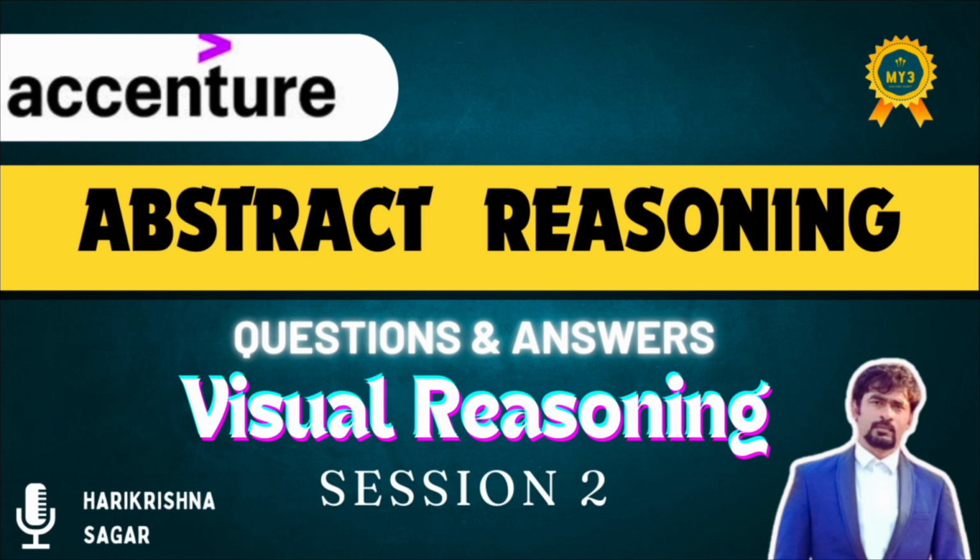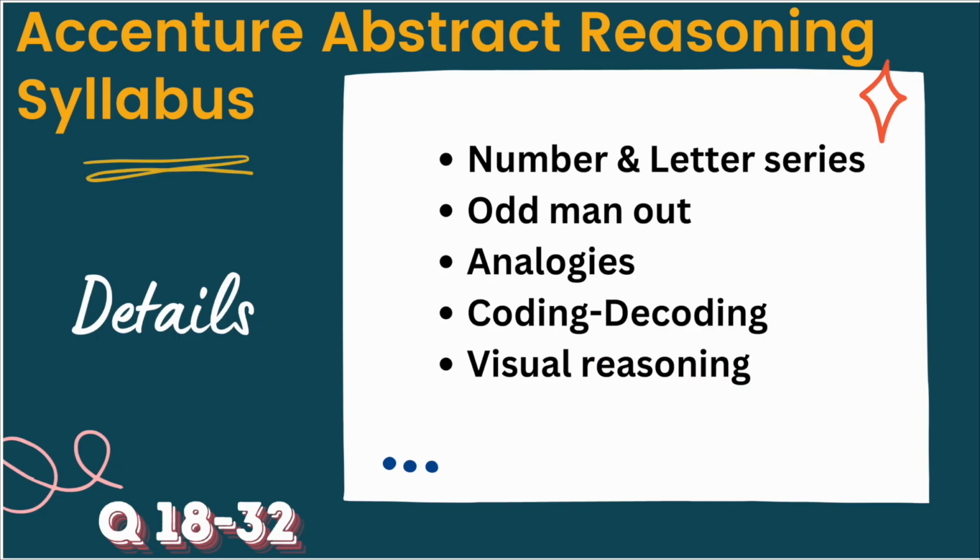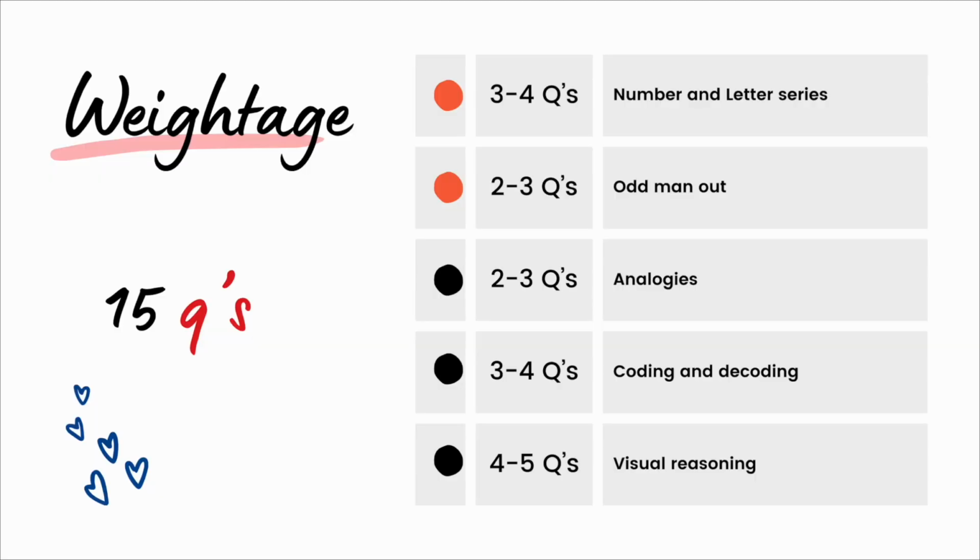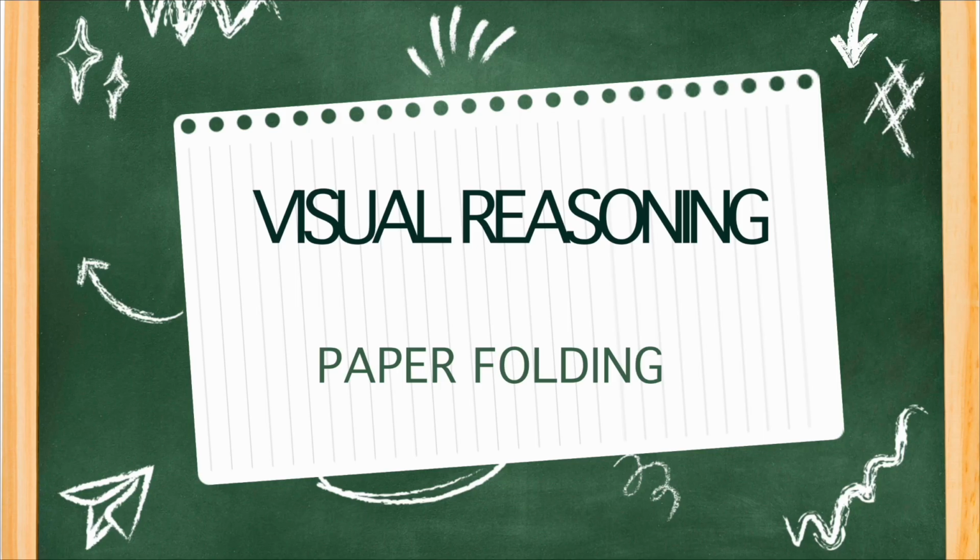In this video, we'll try to look at the abstract reasoning questions. As we know, in the Accenture paper, from abstract reasoning, we are getting 15 questions. Out of 15 questions, 4 to 5 questions are coming from the visual reasoning section. So under the visual reasoning, in the last session, we had a discussion on figure matrix. In this session, we'll try to discuss the paper folding questions.